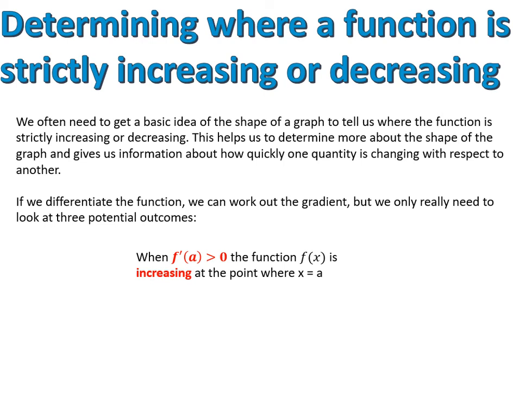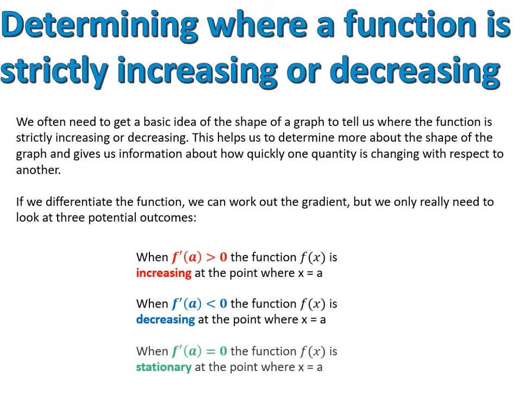But there's three kind of outcomes that we're looking for. We're either trying to find these outcomes or we're told about these outcomes, but either way it revolves around these three facts, okay? So when the derivative of the function with a value a is greater than 0, the whole function is strictly increasing at that point, okay? So where x is a, the function is strictly increasing. Vice versa, if the derivative with a value a subbed in is less than 0, then the overall function is decreasing at that point. And then as we already know, when the derivative with just a number substituted in equals 0, then the function is stationary, okay?